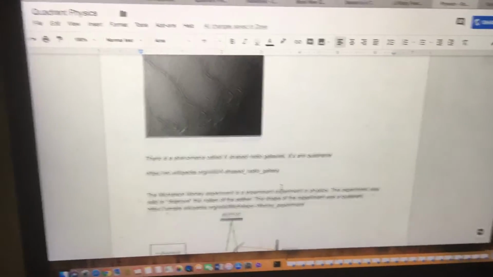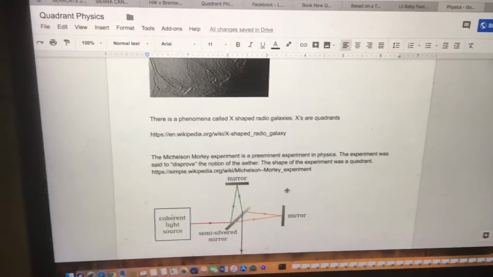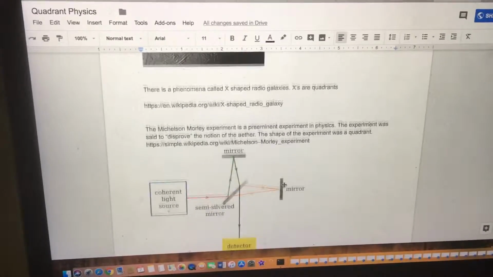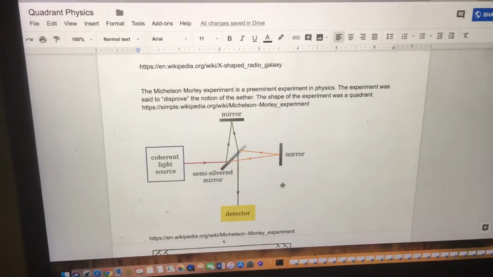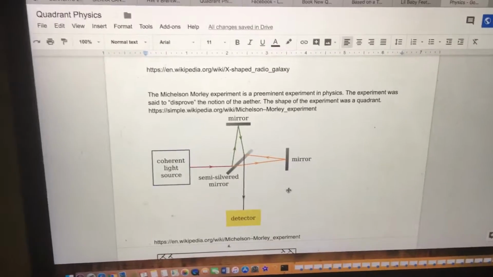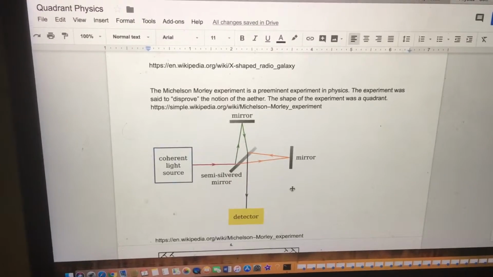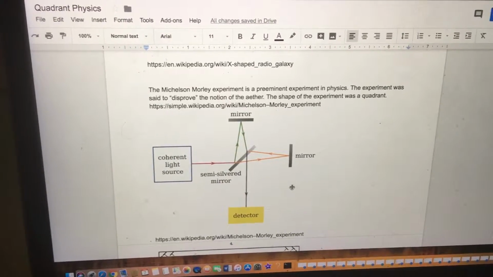There is a phenomenon called X-shaped radio galaxies. X's are quadrants. The Michelson-Morley experiment is a preeminent experiment in physics. The experiment was said to disprove the notion of the ether. The shape of the experiment was a quadrant.